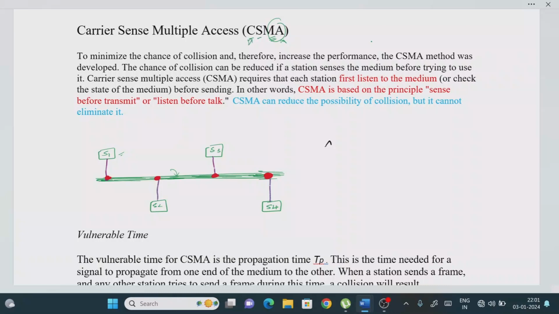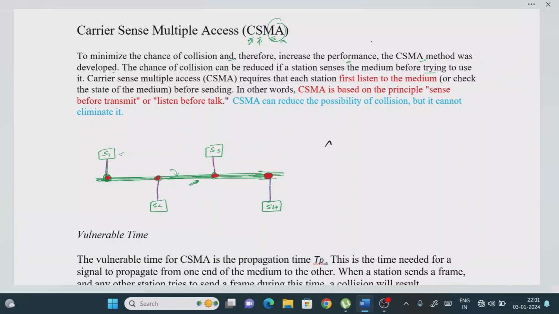Now what is the meaning of carrier? Carrier is nothing but this channel or link. Now what is the meaning of sensing? If you observe here, each station is connected to the channel or carrier: S3 is connected, S4 is connected. To minimize the chance of collision and therefore increase the performance, the CSMA method was developed. The chance of collision can be reduced if a station senses the medium before trying to use it.